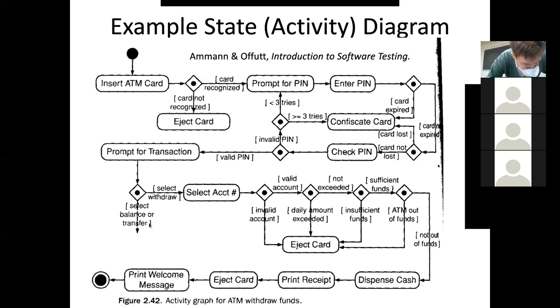Here, for selecting withdrawal, which is the only case dealt with, you want to deal with an invalid account, or a valid account where the limit has been exceeded, et cetera. You need to explore this thoroughly. So models like this could be constructed for your system.